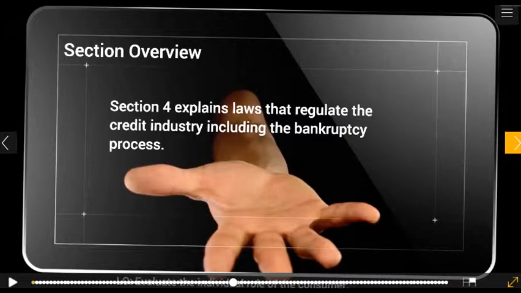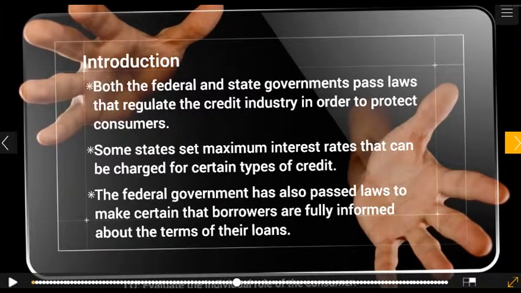Section 4 explains laws that regulate the credit industry, including the bankruptcy process. Both the federal and state governments pass laws that regulate the credit industry in order to protect consumers. Some states set maximum interest rates that can be charged for certain types of credit. The federal government has also passed laws to make certain that borrowers are fully informed about the terms of their loans.